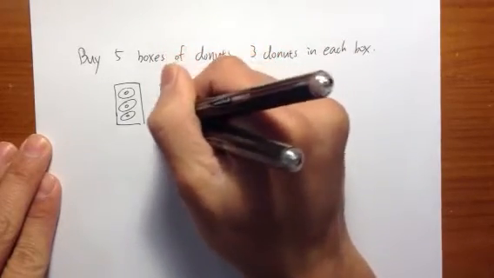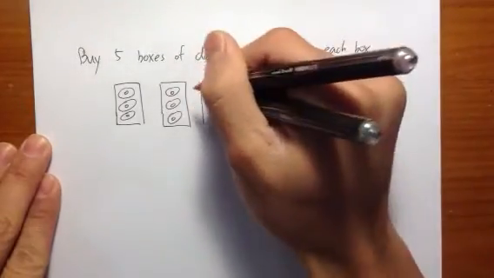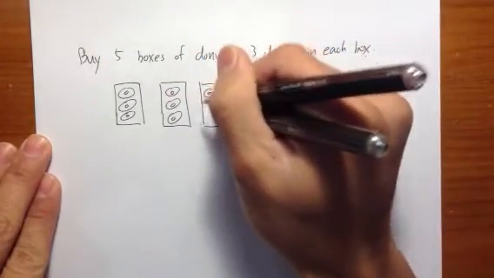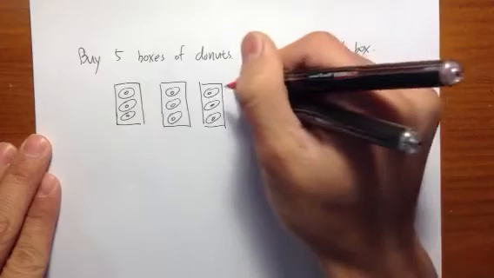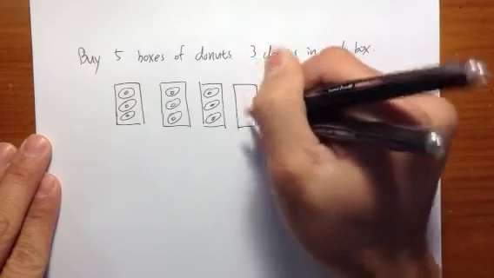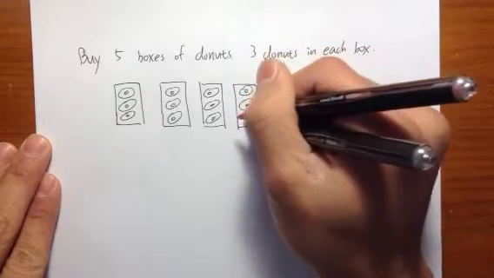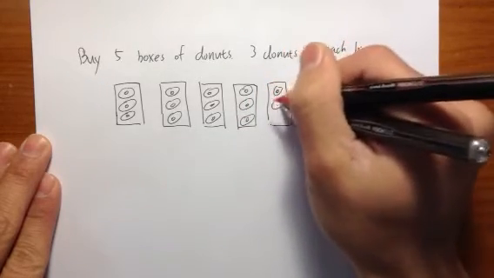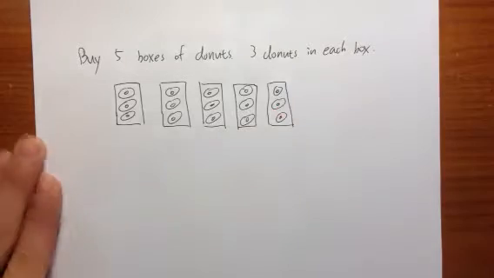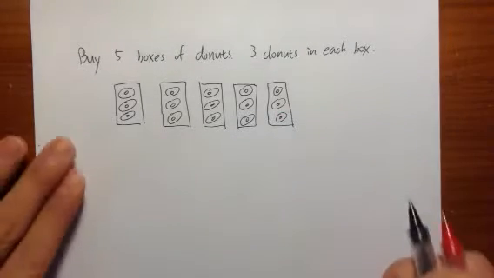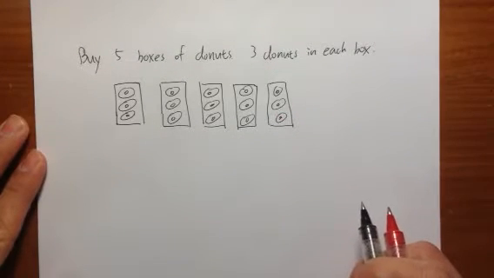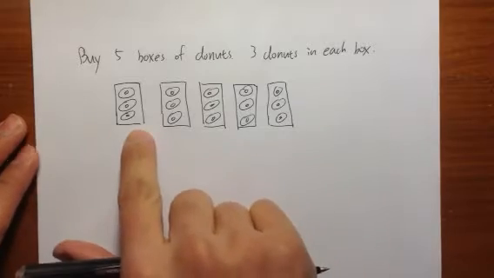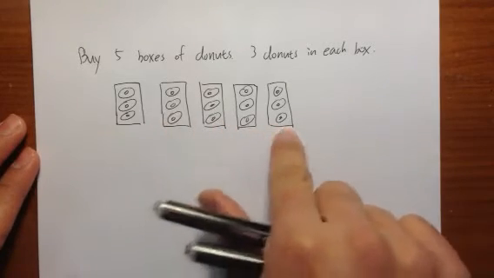1, 2, 3. And then my third box. 1, 2, 3. And then my fourth box. 1, 2, 3. And then my fifth box. 1, 2, 3. So to figure out how many donuts I have altogether, we'll have 3 here, 3 here, 3 here, 3 here, 3 here.